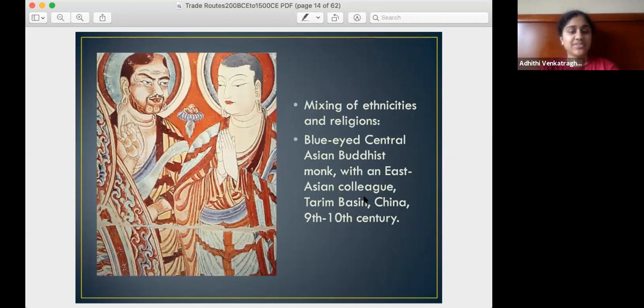The mixing of ethnicities and religions also happened. So, blue-eyed Central Asian Buddhists with a monk with an East Asian colleague in China in the 9th to 10th century. You can see that right here in this picture.